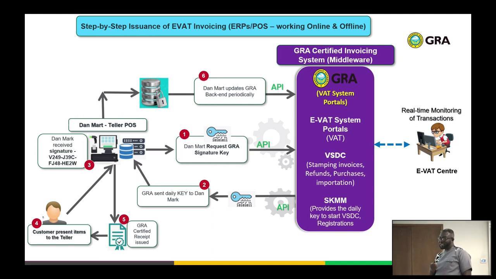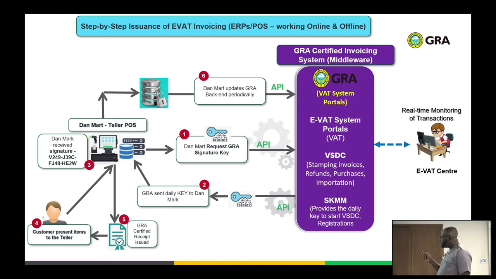Now, Danmat comes to work and then switches on their POS system. What happens is the POS system, immediately once it goes online, connects or makes a call to the Commissioner General's invoicing system, which is the number 1 that you see there. And then the Commissioner General's invoicing system sends a signature key to Danmat POS. Once that takes place, and this all takes place within a split second, the key is stored within the server of Danmat.